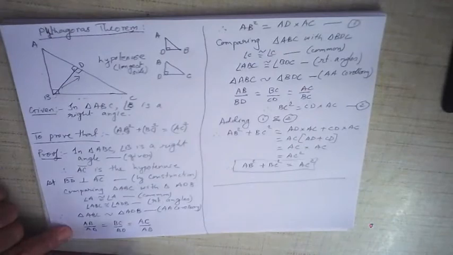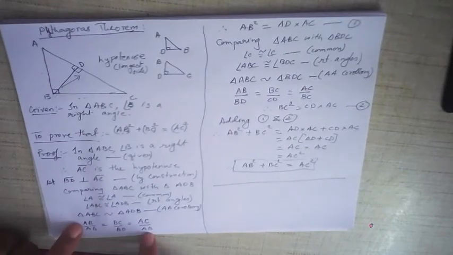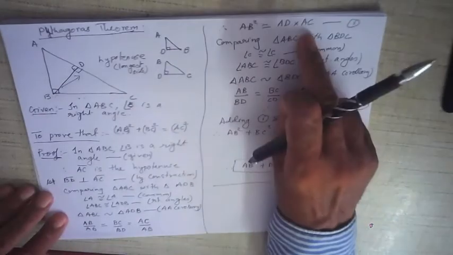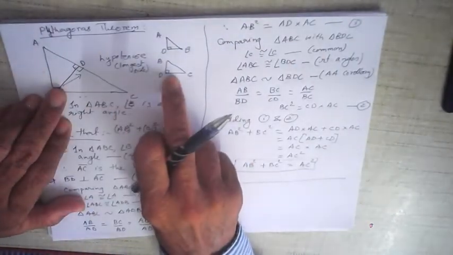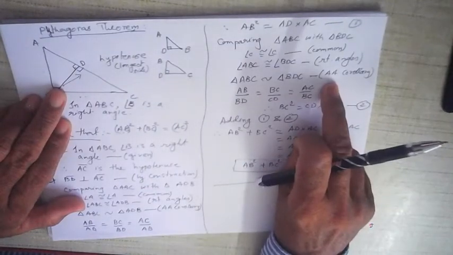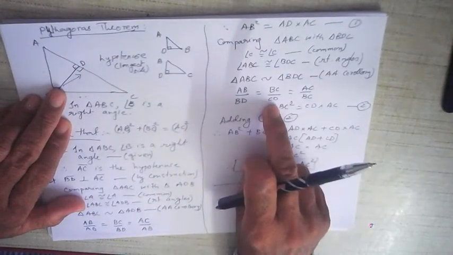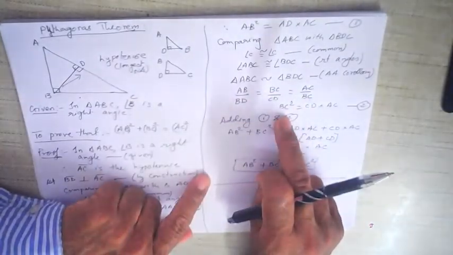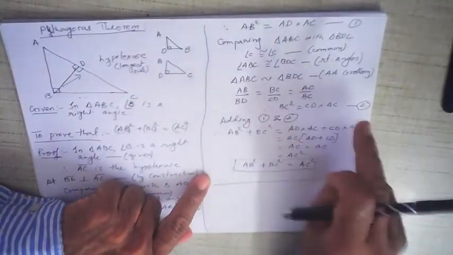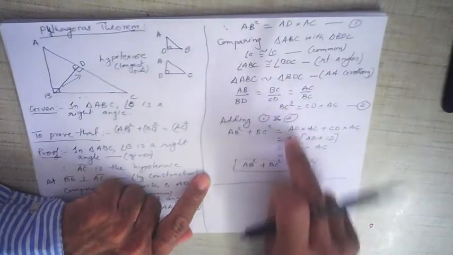Take the ratio of the three sides. AB is repeated, so AB into AB, AB square, equals AD into AC. Result number 1. Take the bigger triangle and the smaller triangle BDC. By AA corollary, they are similar. Take the ratio of sides. You can see BC is being repeated. BC into BC, BC square is equal to CD into AC. Result number 2. Add the two results.